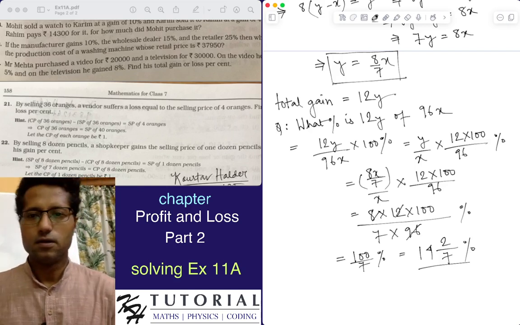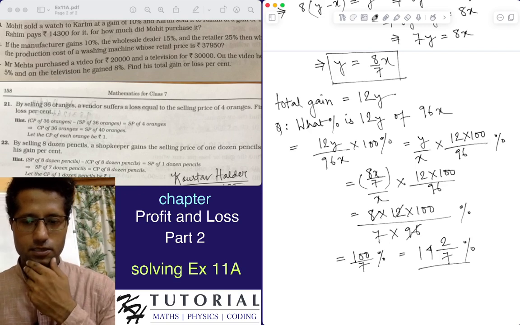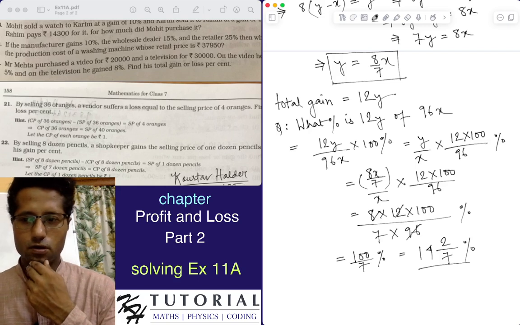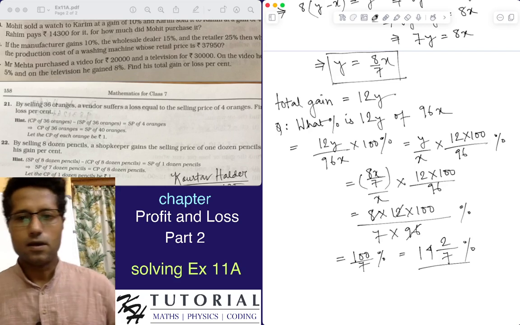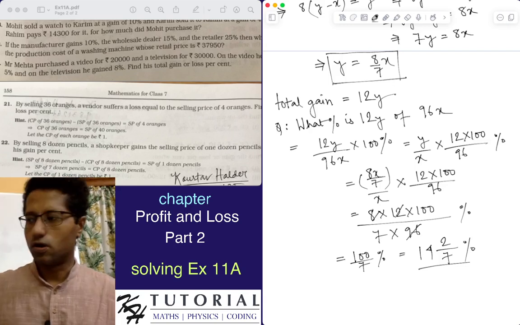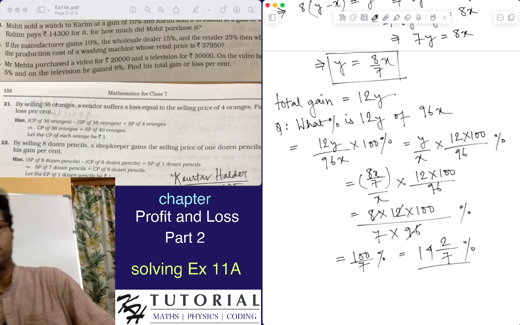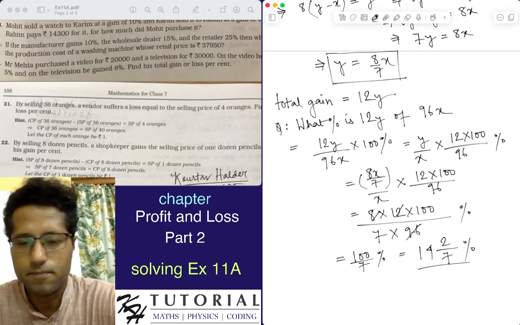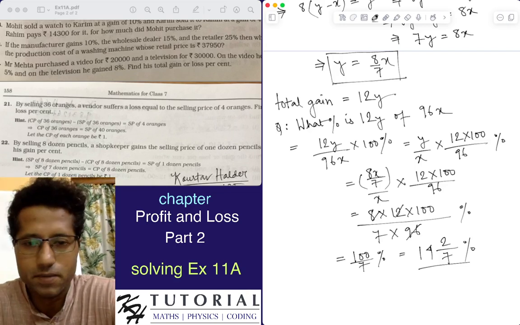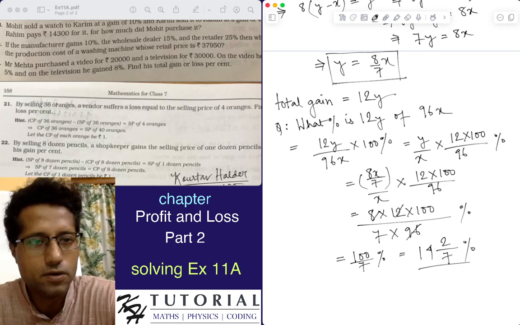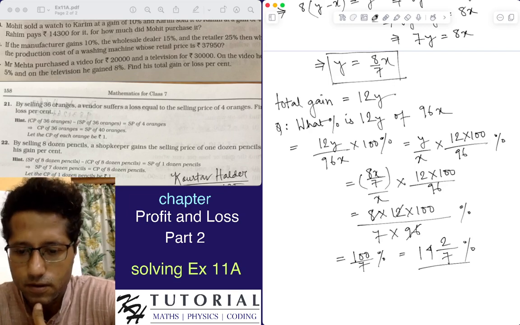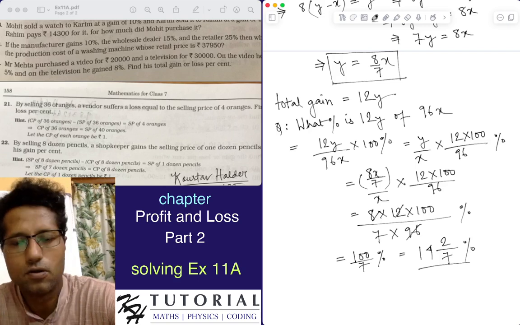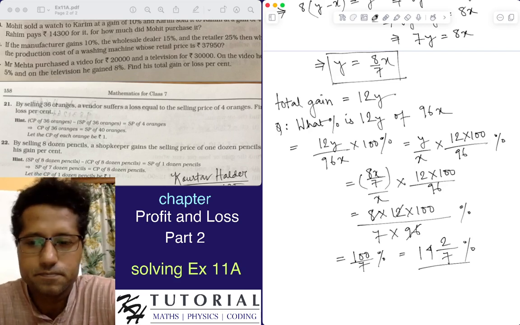That is more important. So this brings to an end the solving of exercise 11A on the chapter of profit and loss. In the next video, I will solve the MCQ. I think there is an MCQ, and let me check if there is a test paper or not. If there is a test paper, then after the MCQ, I will solve the test paper, and after that, I will also prepare 2 test papers of my own, test paper 1 and 2, as I usually do for all chapters. That will give a pretty good coverage and practice of your understanding of the concepts of profit and loss.